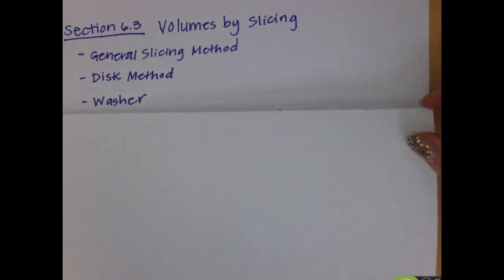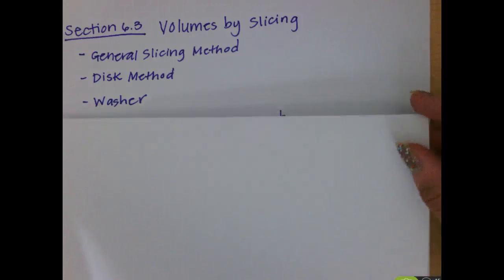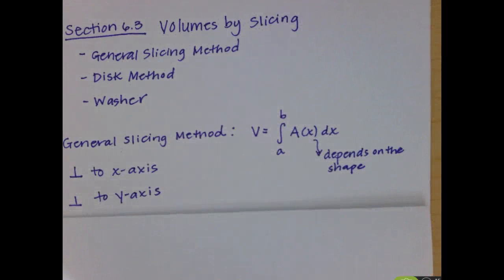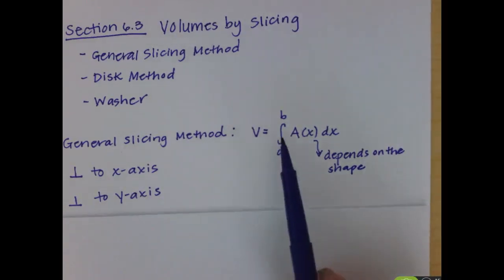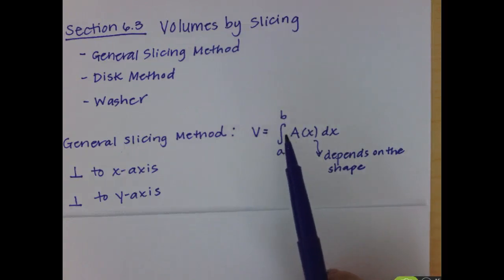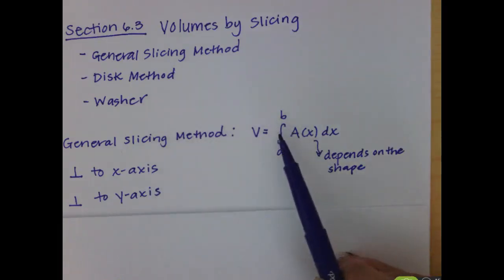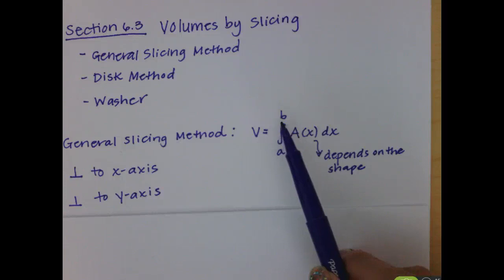So as far as formulas go, the general slicing method is one that we are not going to use as frequently as the disk and washer method, but I will go over the formula anyway. So basically, if we want to find the volume of a solid, that solid can be drawn or can be created with a two-dimensional figure that is either perpendicular to the x-axis or perpendicular to the y-axis. Either way, what we're going to do is we're going to integrate the area function of that two-dimensional figure over some interval from a to b.